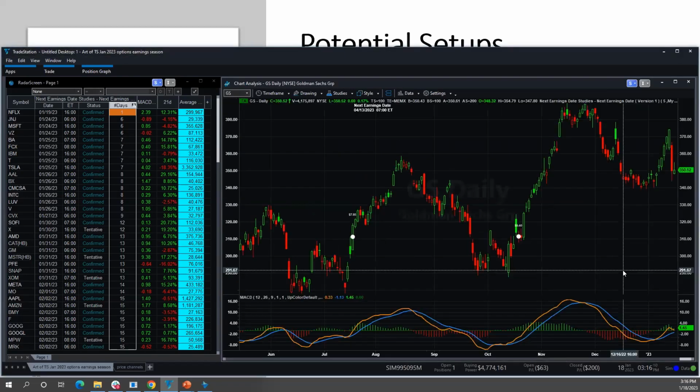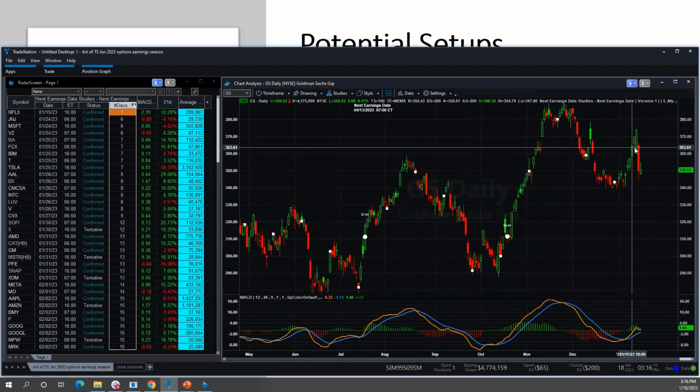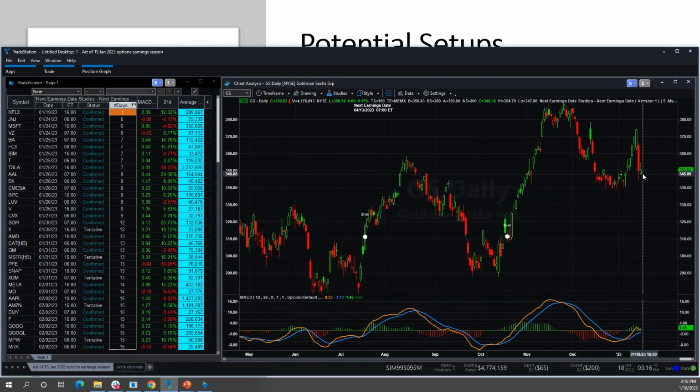Now look at Goldman. Goldman had a bad earnings report, but the MACD was rising. So there's very little follow through to the downside on this. So this just kind of shows that having the MACD going in the direction of the spread can tilt the odds more in your favor if you want to take a directional position on earnings.